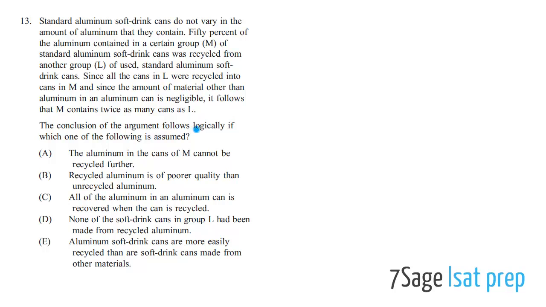This question is also a sufficient assumption question. There's another one in the same section earlier that's also a sufficient assumption. And what we're doing is the question's saying, if which one of the following is assumed, the conclusion of the argument follows logically. In other words, that means the argument becomes valid.